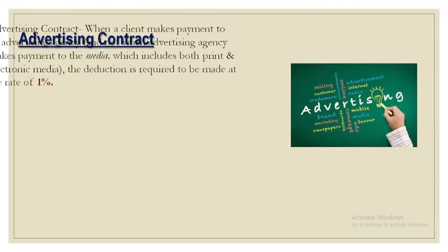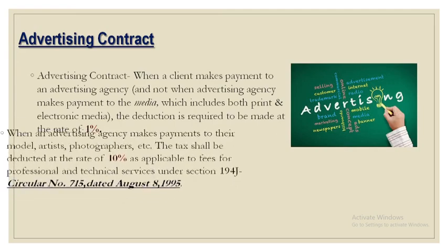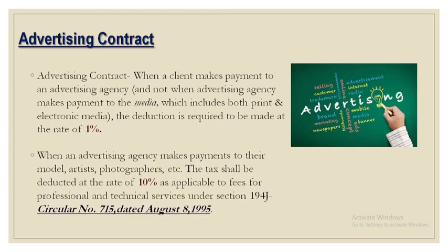Clarification from the Board. Advertising contract. When a client makes payment to an advertising agency, and not when the advertising agency makes payment to the media, which includes both print and electronic media, the deduction is required to be made at the rate of 1%. When an advertising agency makes payments to their models, artists, photographers, etc., the tax shall be deducted at the rate of 10% as applicable to fees for professional and technical services under Section 194J. Circular No. 715 dated August 8, 1995.